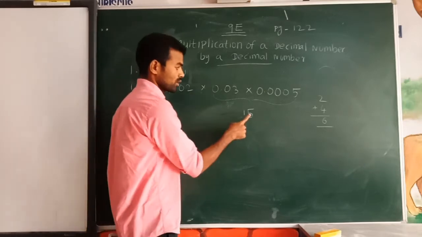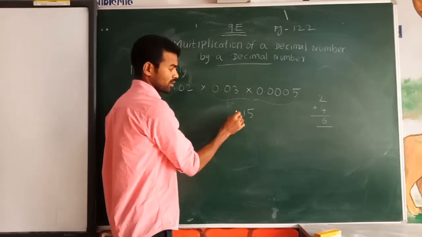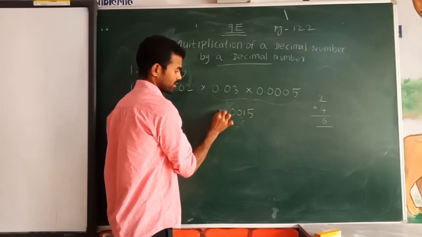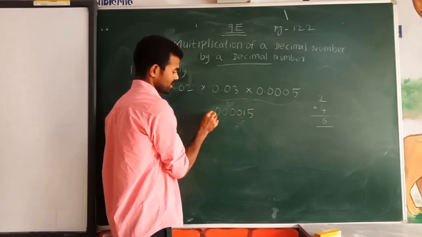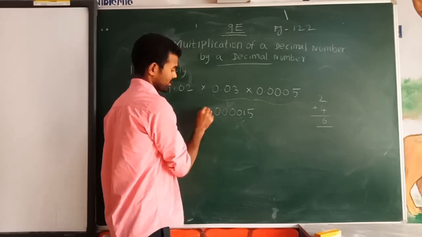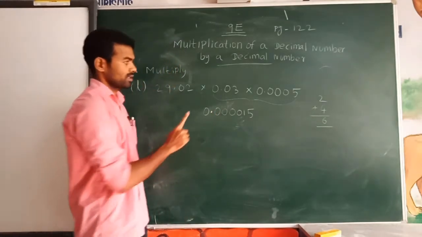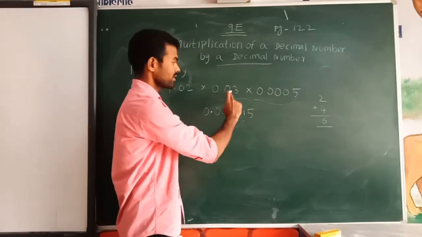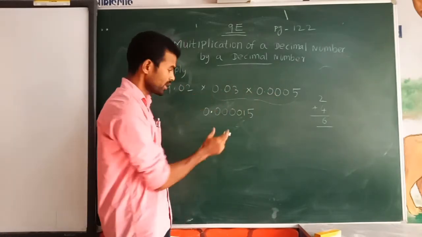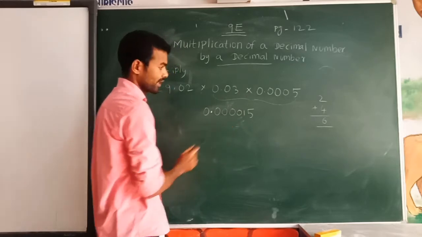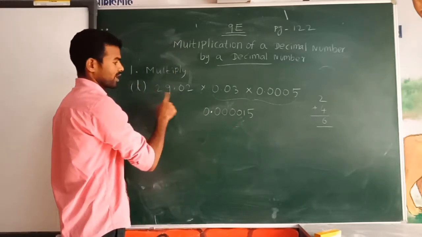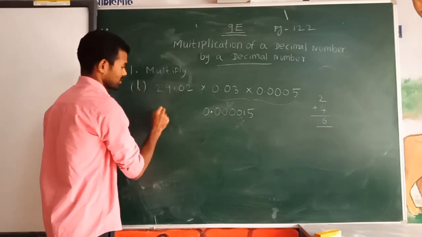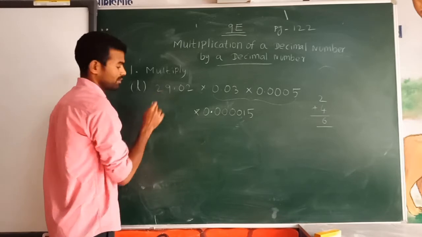So total 6. Here we can see only 2 numbers: 2, 3, 4, 5, 6, six places after the point. Got it? When we multiply these numbers, you can do the multiplication on the side. Next, we have to multiply this number with the third number.